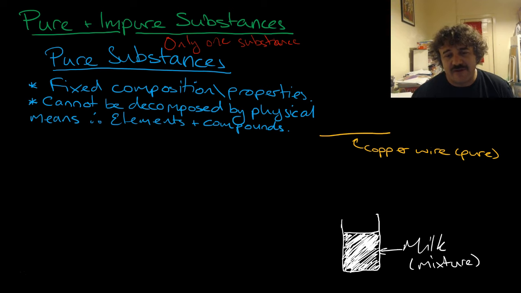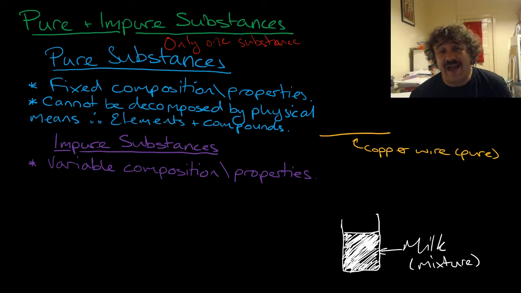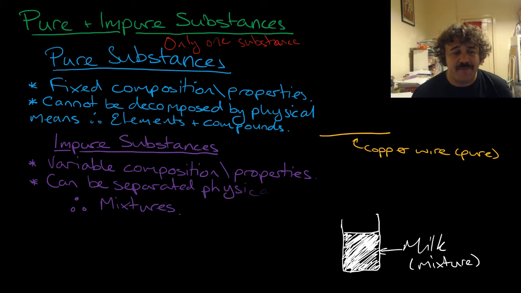that it all sticks. And copper wire here is an example of a pure substance. There's nothing else in it. It's just copper. An impure substance has a variable composition and variable properties. For example, the boiling point of an alloy, which is a mixture of two metals, changes depending on how much of each metal is in there.